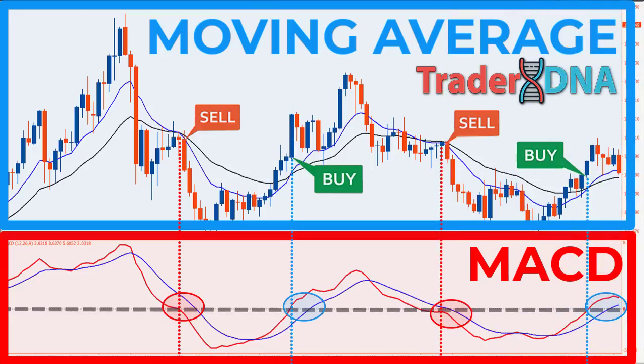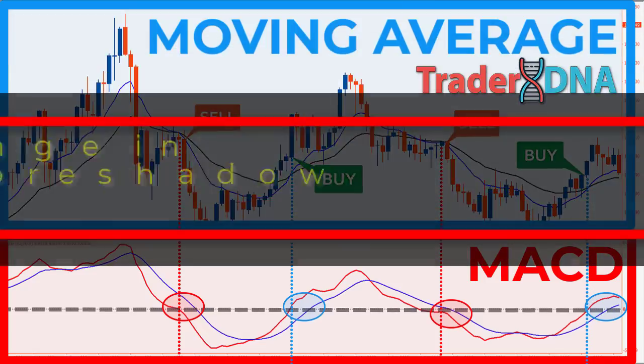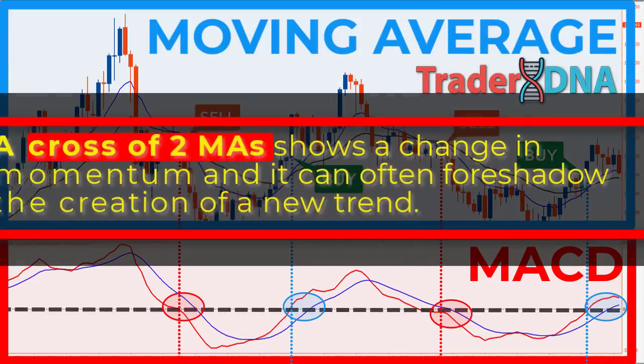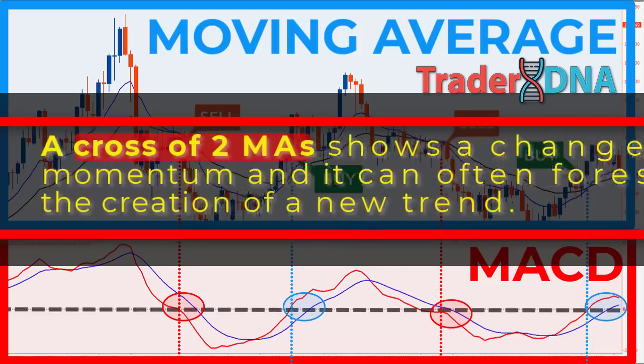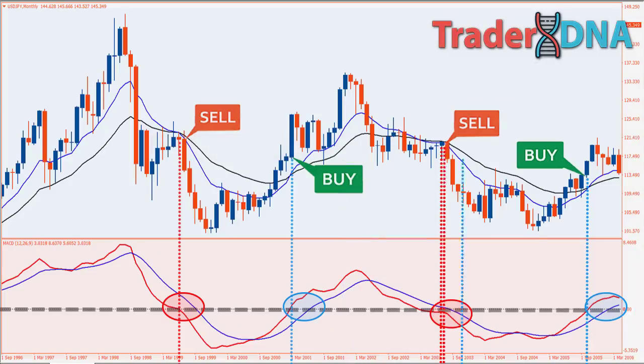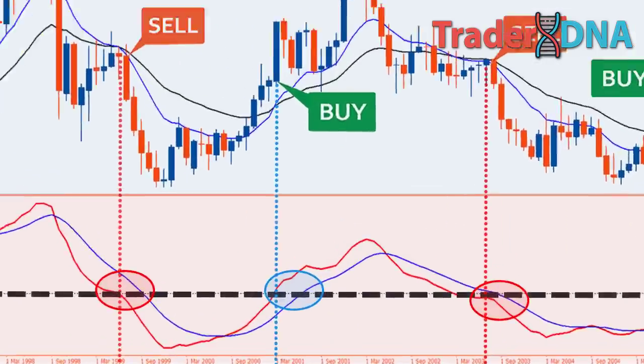As we know from our moving averages videos, a cross of two moving averages shows a change in momentum, and it can often foreshadow the creation of a new trend. So, whenever the MACD line crosses zero, it shows that momentum is changing, and potentially a new trend is just being created.